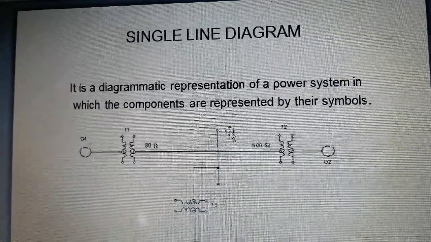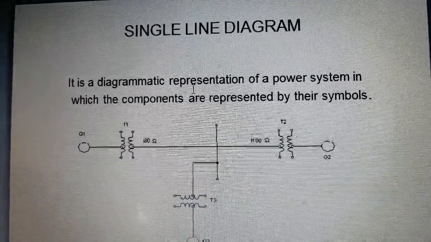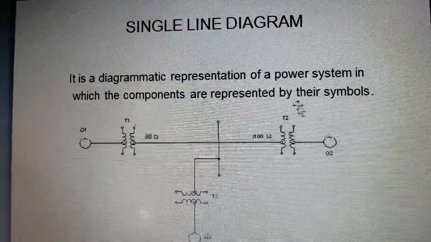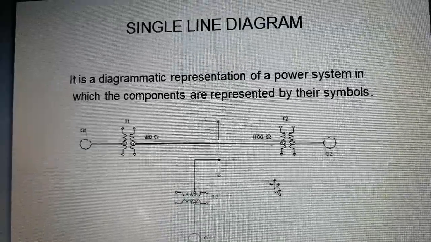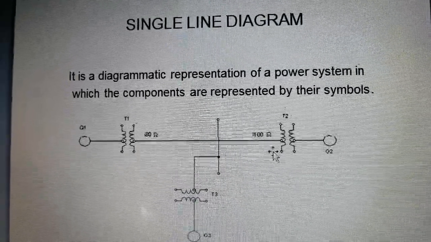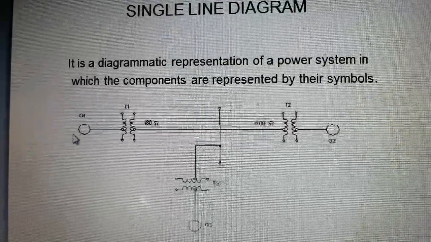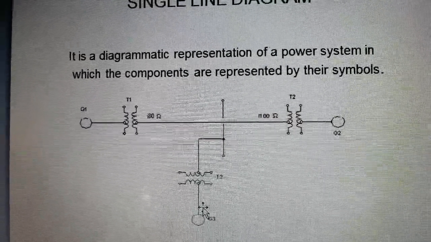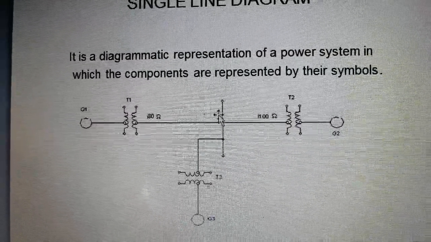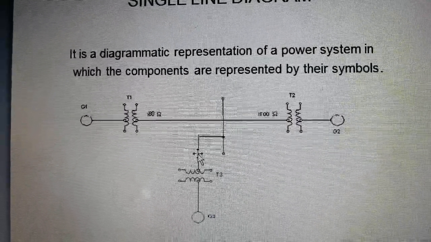What is a single line diagram? It's a diagrammatic representation of a power system in which the components are represented by their symbols. This is a single line diagram of a power system which consists of 3 generators, 3 transformers, and a transmission line: generators G1, G2, G3, transformers T1, T2, T3. It's a bus. All components are connected through a single line.